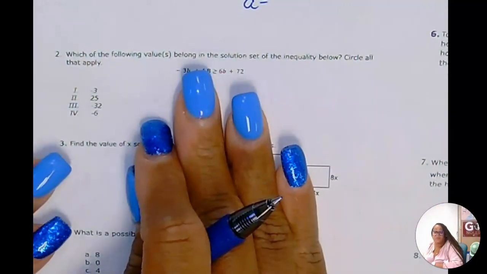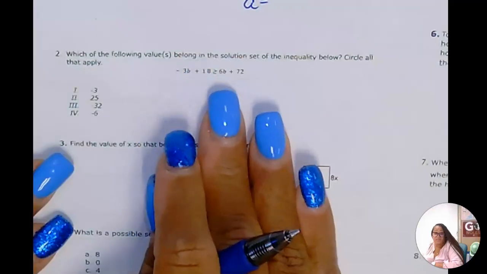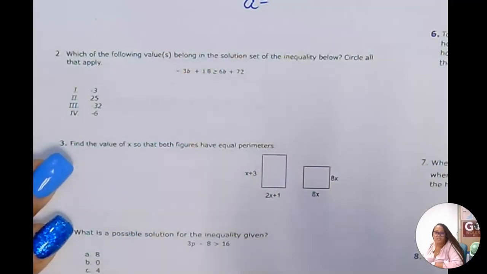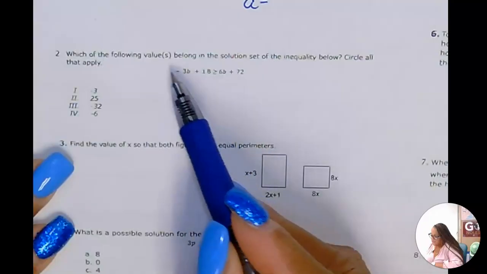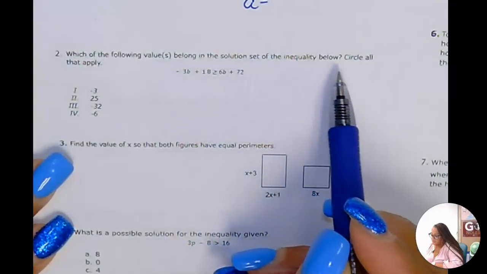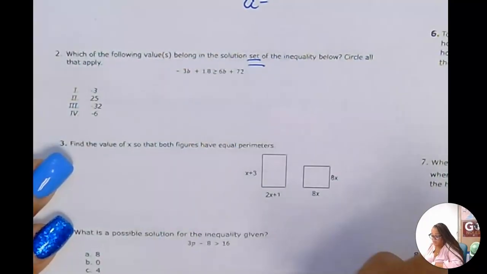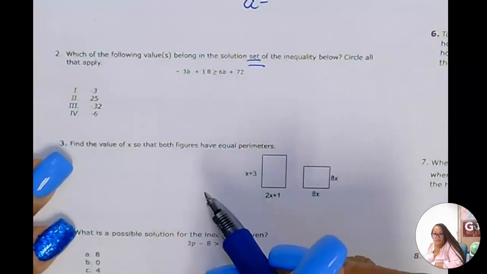On this one, I will not be able to use Desmos, unfortunately, because it's an inequality, which means it has multiple answers. And then it says choose the following values that belong in the solution set, which means that there's more than one. And then I'll circle all that apply.